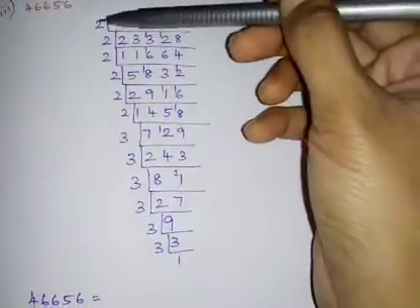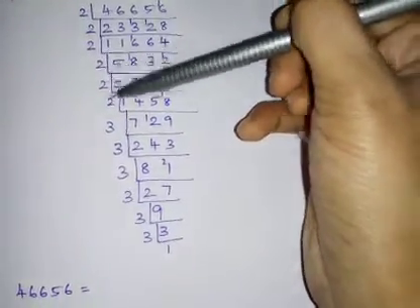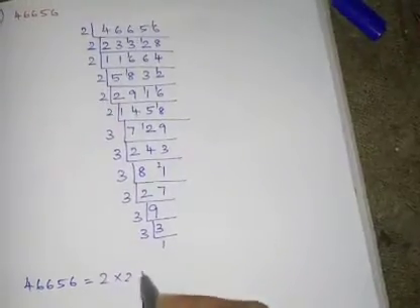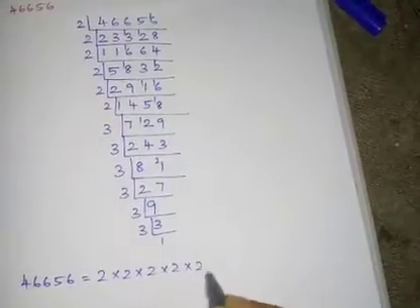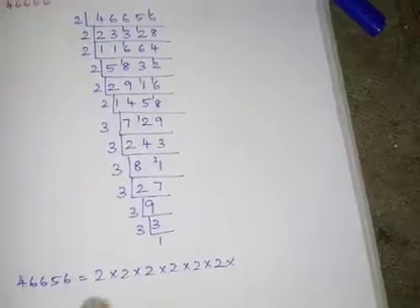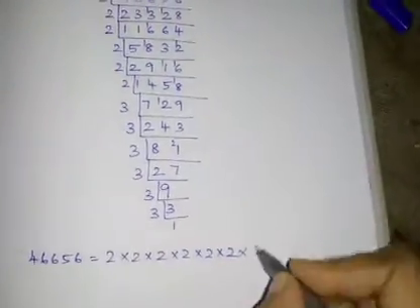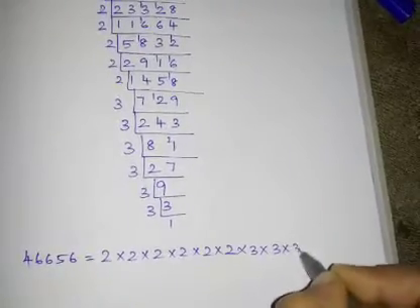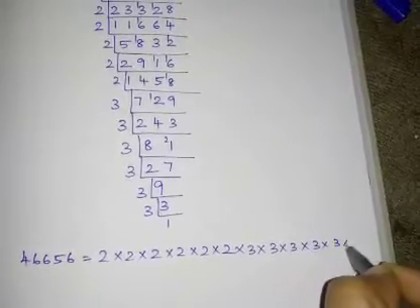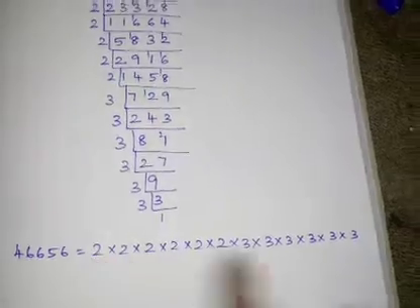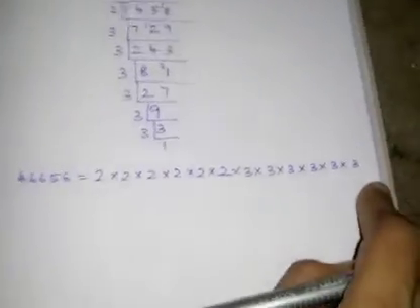How many 2s are there? 1 2 3 4 5 6. So 2 into 2 into 2 into 2 into 2 into 2. 6 2s I have written. Then how many 3s are there? 1 2 3 4 5 6. Okay, now this prime factorization has got over.